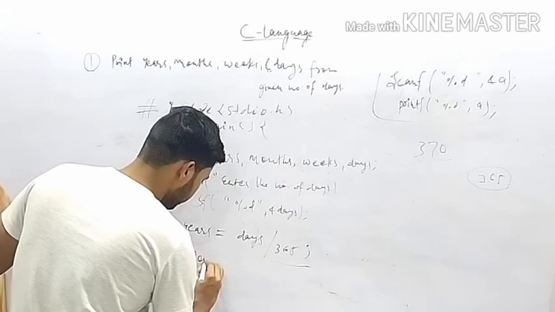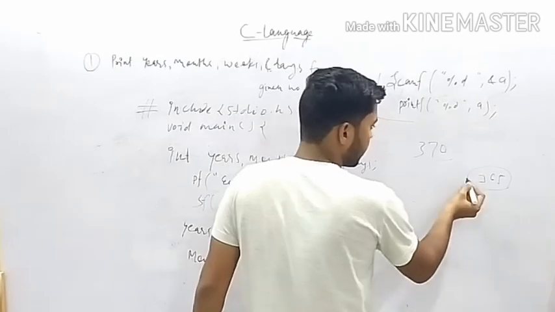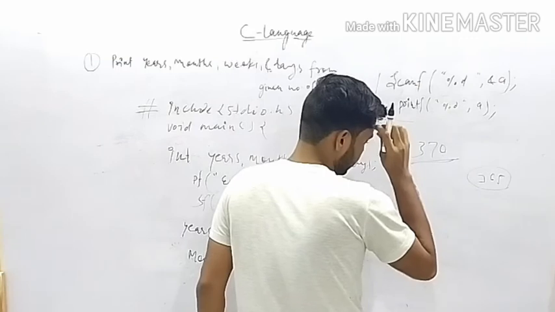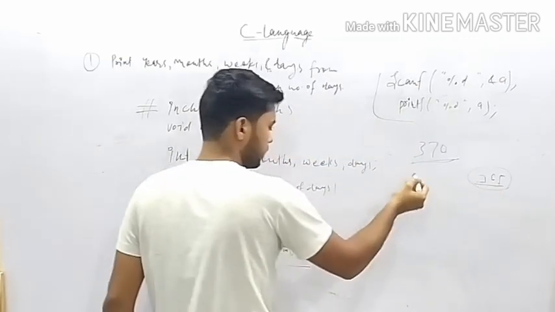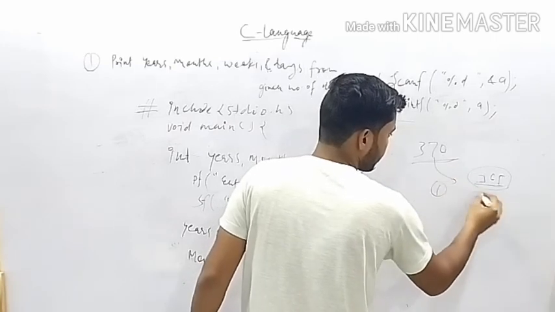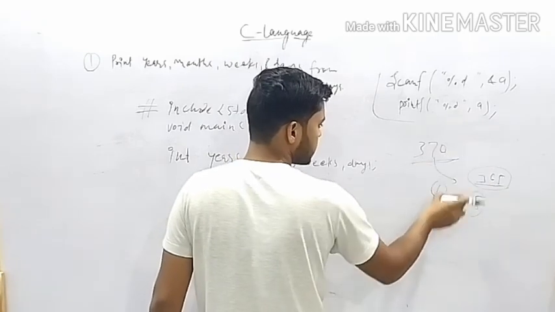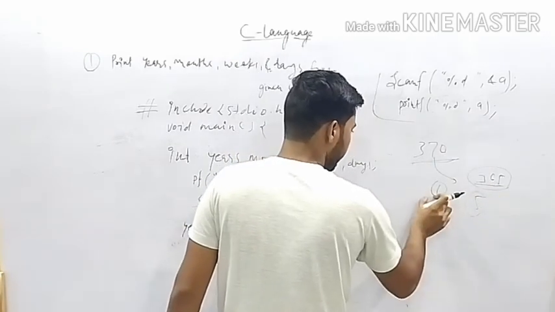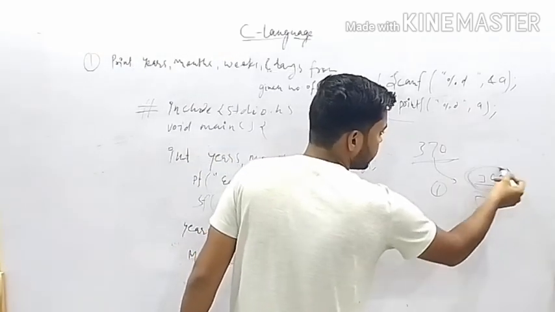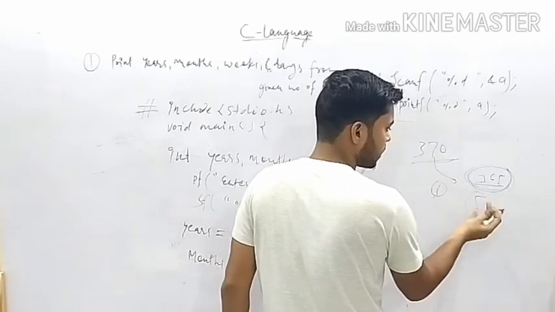Then we want to find out the number of months. For example, the given number is 370. If we divide by 365, it will give us 1, and then the remainder will be 5. We have built 1 year from the given number of days, so the remainder is 5. 1 year I have taken for the number of years, so 365 days are used to build a year. Now we have to find out how many months can be built from the remaining number.